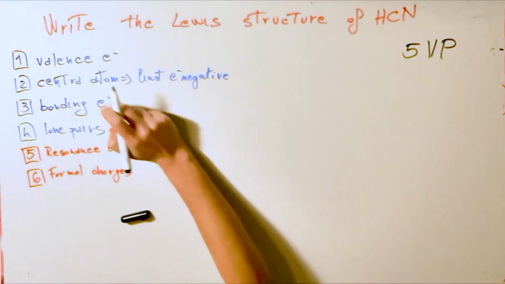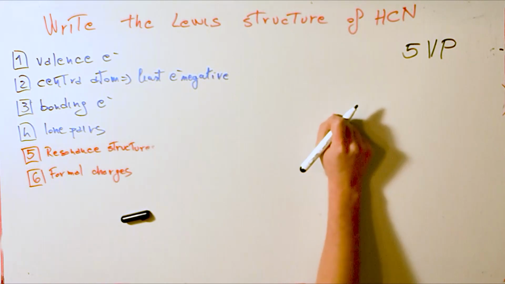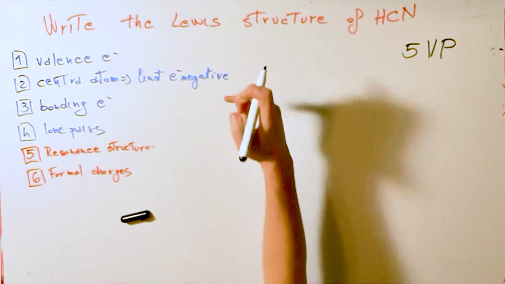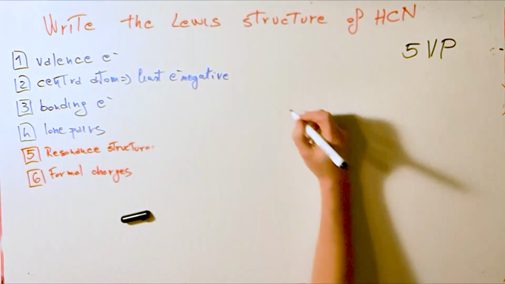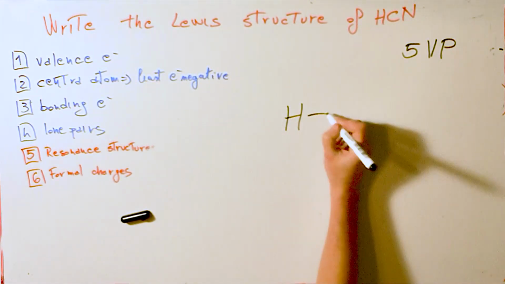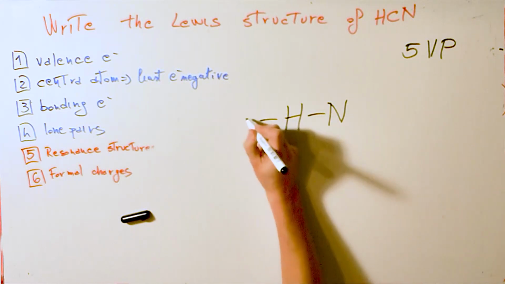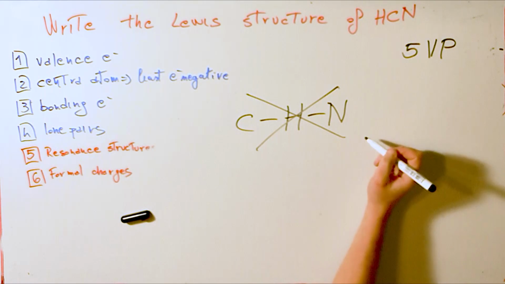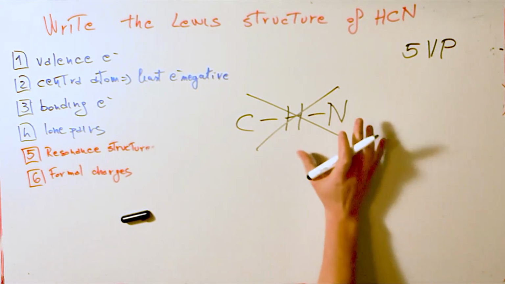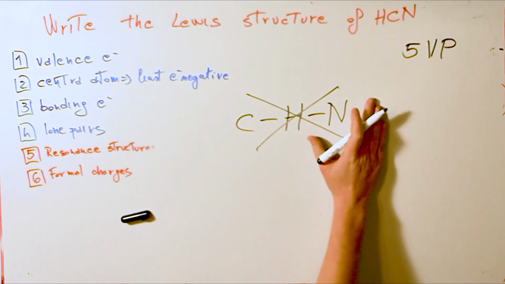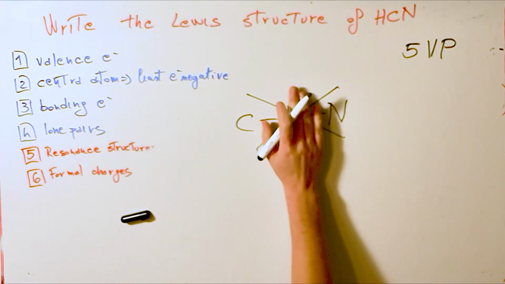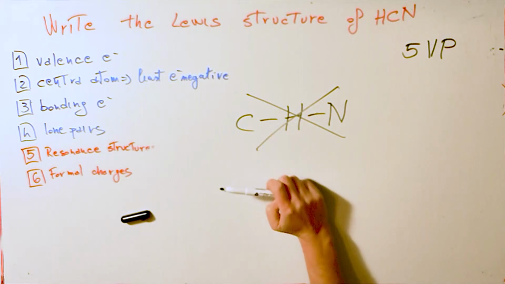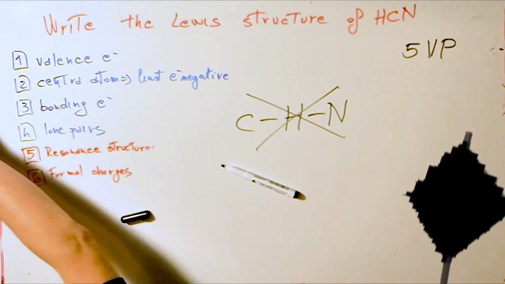Let's go on. Which is the central atom? Okay, the central atom, if we follow strictly this rule, should be the least electronegative atom. So should be hydrogen. Okay, let's write this thing. Okay, this thing is not possible. It's not possible because hydrogen cannot do more than 1 bond. Hydrogen is following the duet rule, so it cannot have 4 electrons around it. Okay, so this is a mistake.